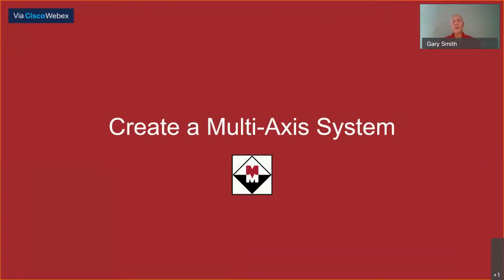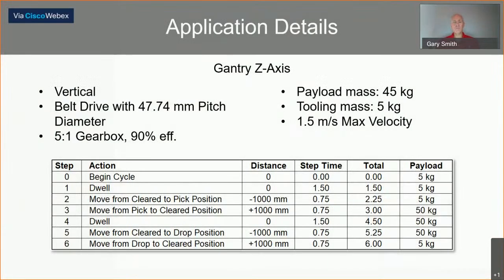So we are going to immediately jump into our next axis, which is going to be a Z-axis vertical. The mechanism here is very similar to what we used before. You'll see that it's the same pulley diameter, probably a different stroke length, but it also has the same 5-to-1 gearbox, and it also has the same limitation of 1.5 meters per second. As I mentioned, it's vertical. In this case, we only have 5 kilograms of tooling, but we do have 45 kilograms additional payload when we pick up the part.